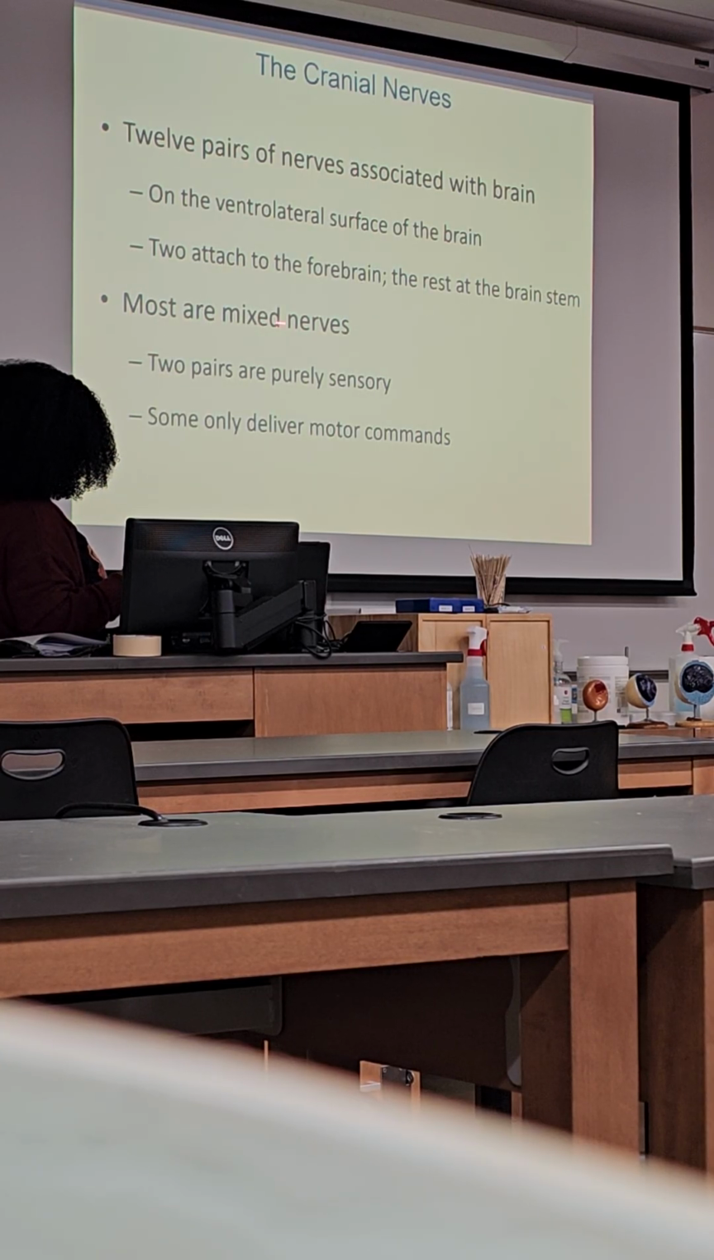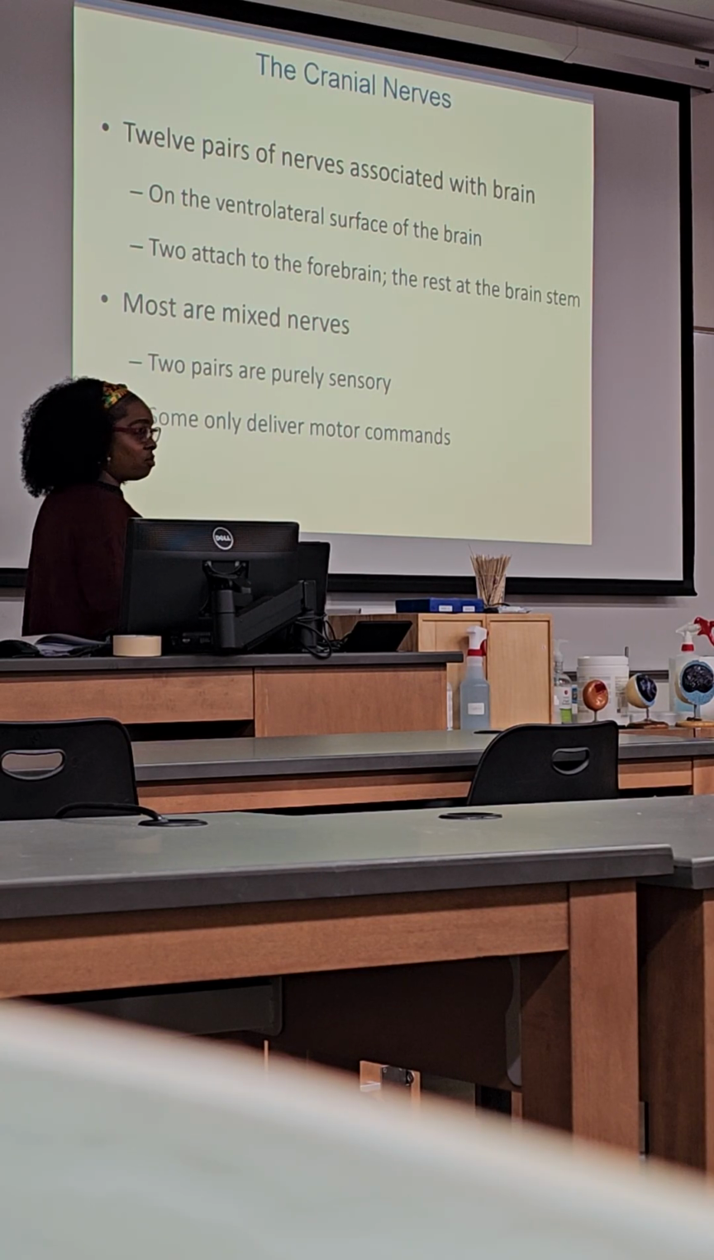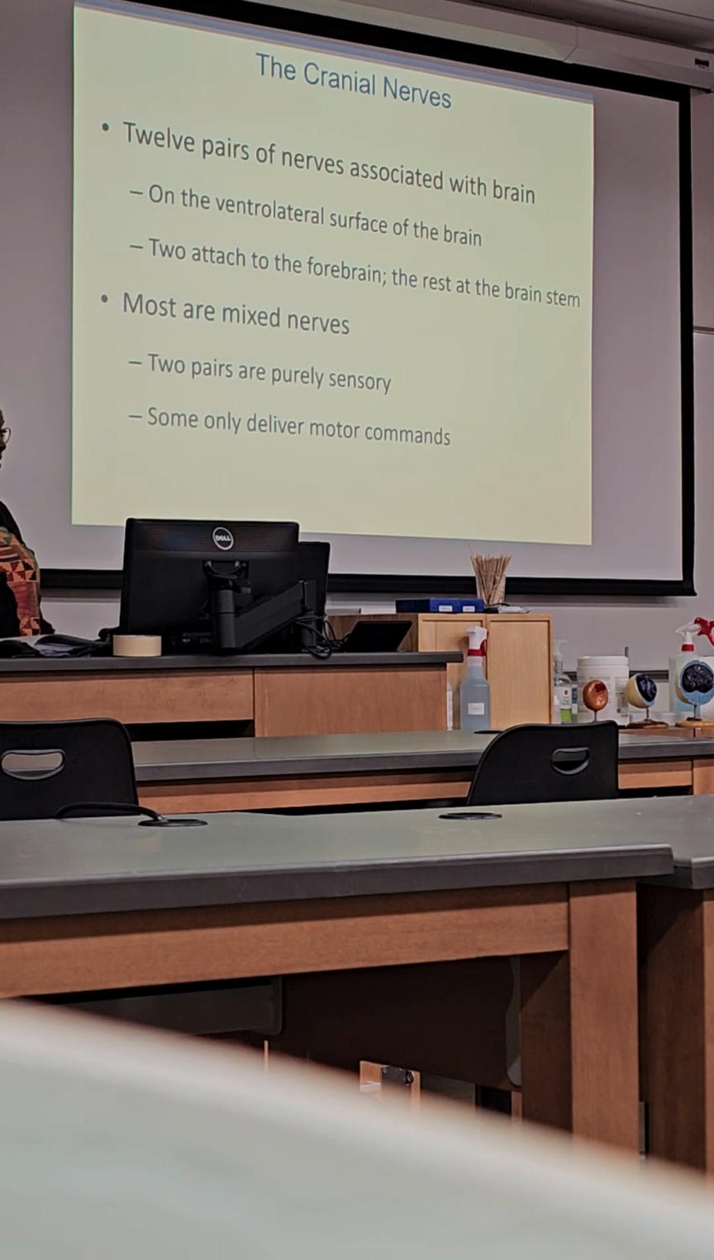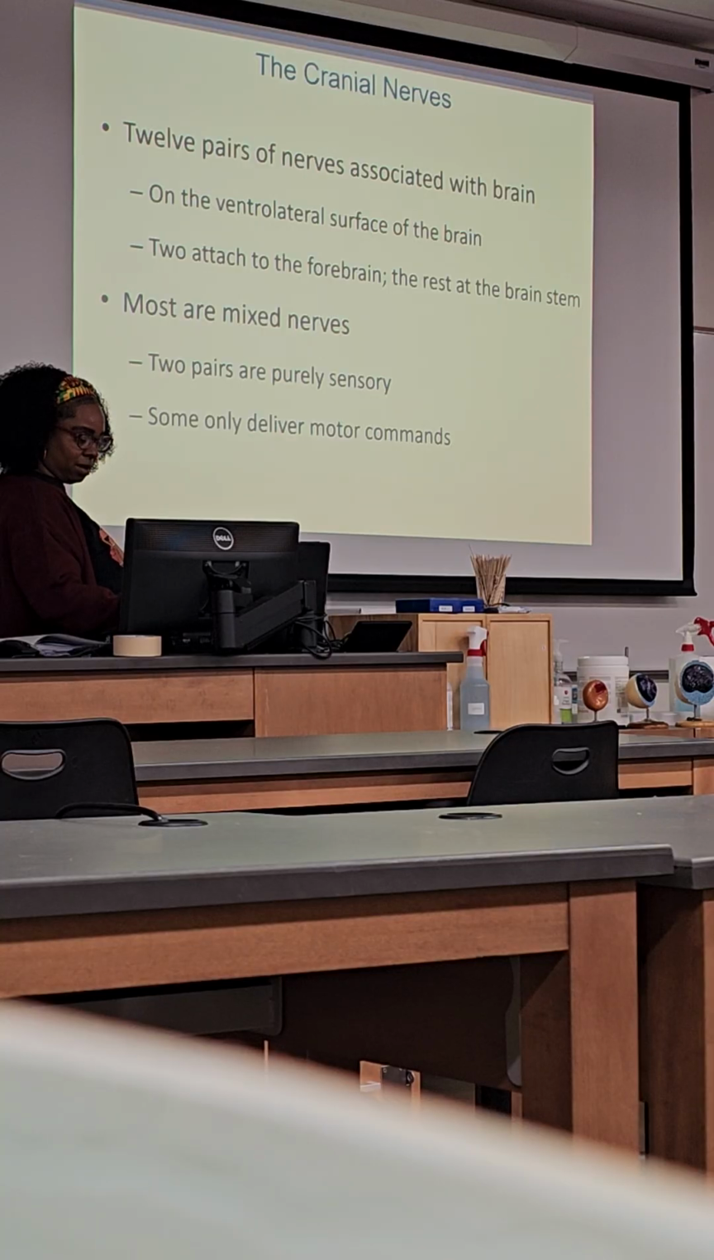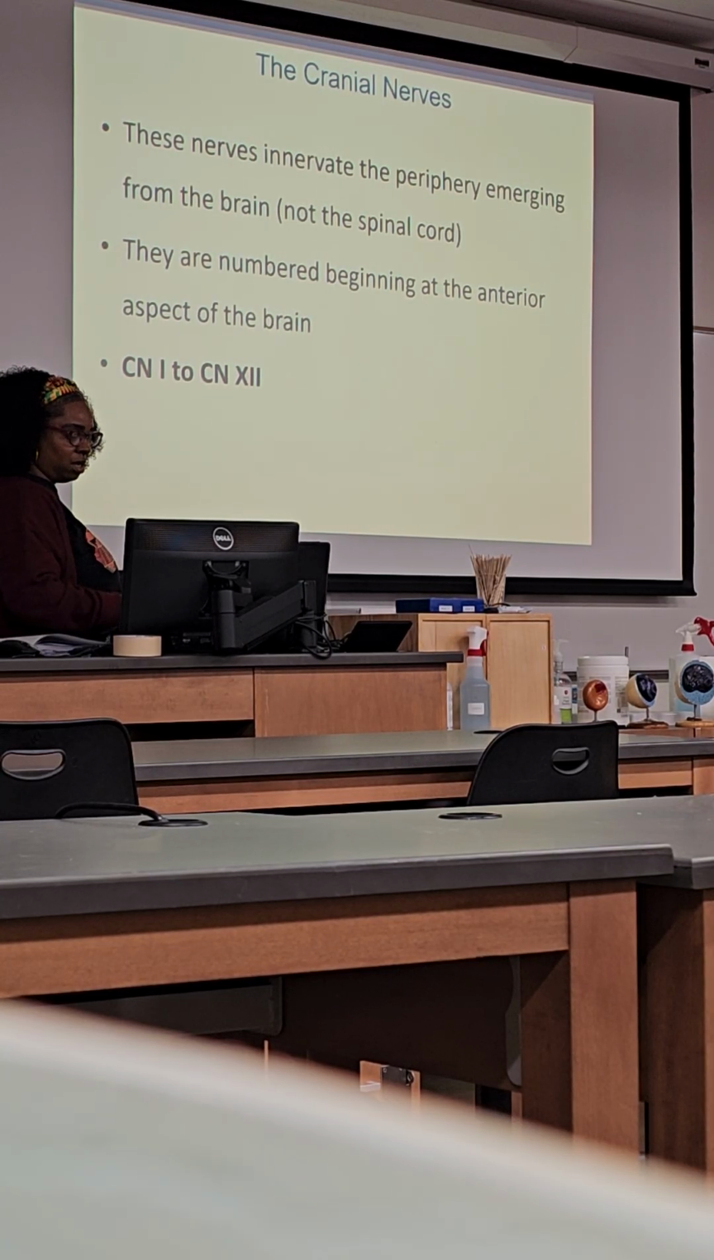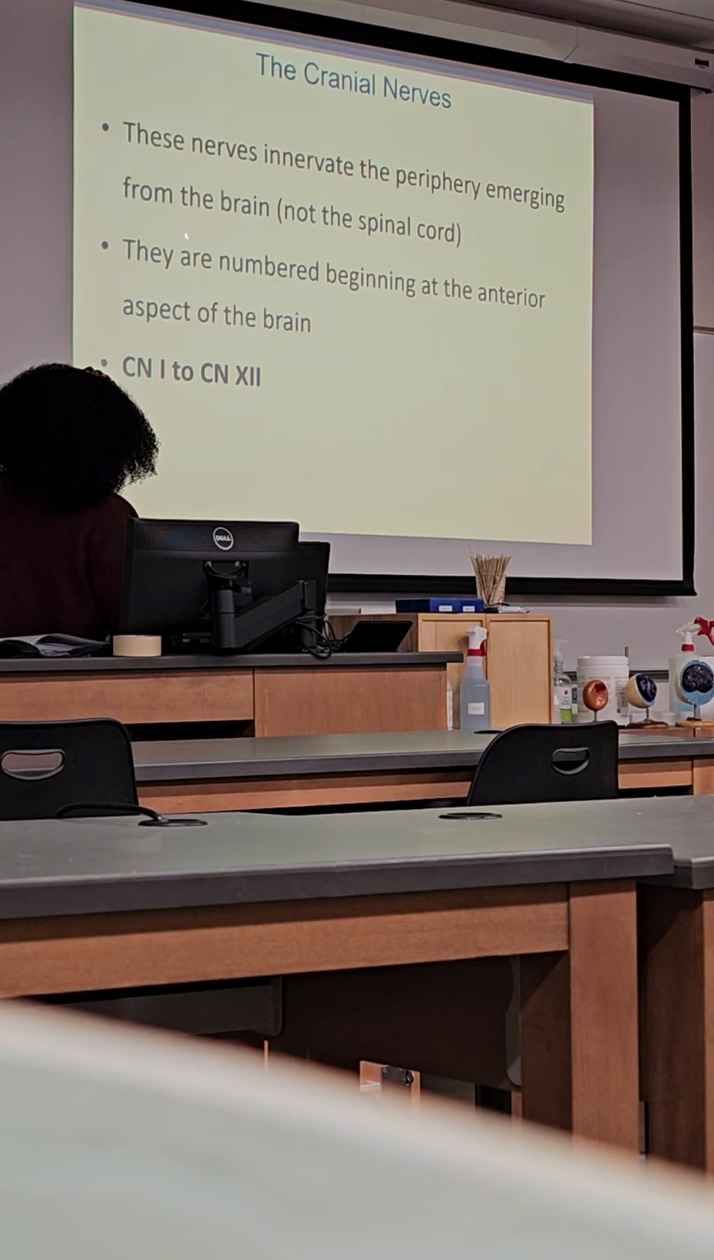Okay, so they're always a pair, one right and one left. Most of them are mixed nerves, so that means they are bringing in sensory information from some part of the body and sending out motor commands to that same part of the body. Okie dokie. So, again, these all emerge at the brain, usually around the brain stem. We don't have any that emerge from the spinal cord, but we're gonna talk about one that there's a lot of controversy over because of where it actually originates.